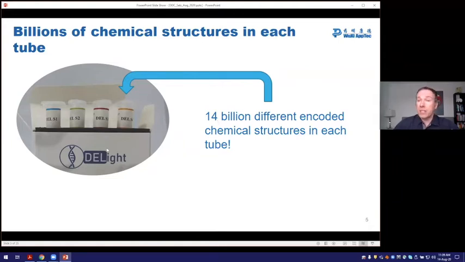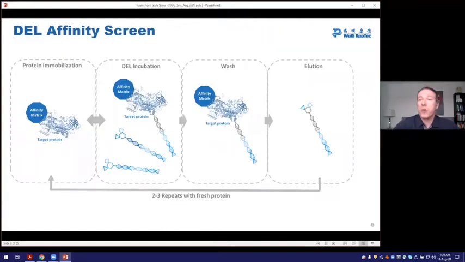So for instance, in how this DEL kit works is you get the kit from us, you run the screen in your lab, you send the wet samples back to us, we do the PCR, we do the informatics, and then we provide the structures of the hits back to you. Okay, so how is the DEL screen itself done? So the DEL screen is basically a binding assay.